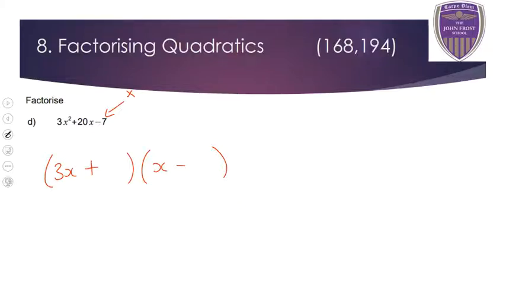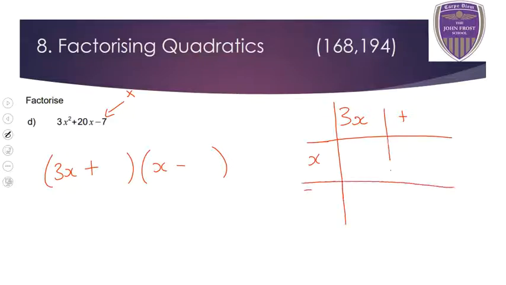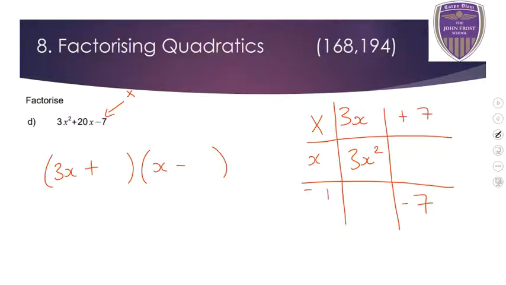So set the box method up. We know it's going to be 3x plus something, and we know it's going to be x minus something. Okay, 3x times x is 3x squared. We know that this end term has to give us minus 7. Okay, so the numbers are a little bit easier this time because the only numbers you can times to make minus 7 is 1 and 7, isn't it? But you've got to get them the right way around. So let's just try one, see if it works. I'm going to put 7 here and 1 here and see what happens.